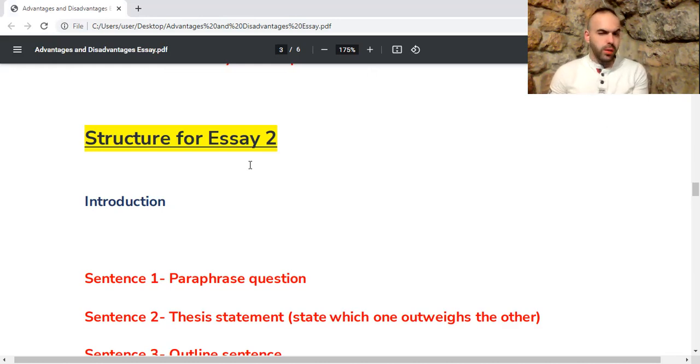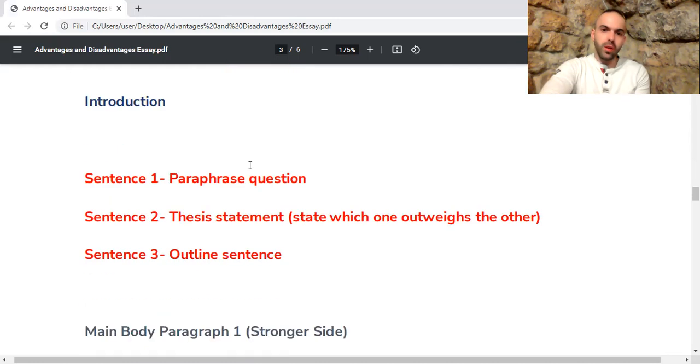Okay, so now let's move to the structure for essay 2, the second question type of IELTS advantages and disadvantages. What is the difference between them? Let's find out together. So in the structure for essay 2, where they ask you, do advantages or do disadvantages outweigh the other? So he's asking you about your opinion. He's asking you which side is stronger or which side is weaker.